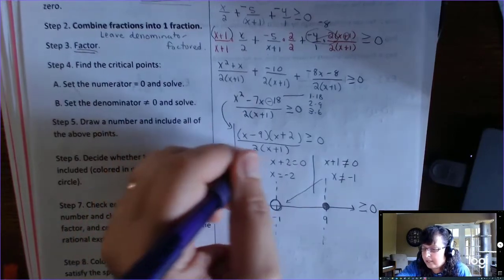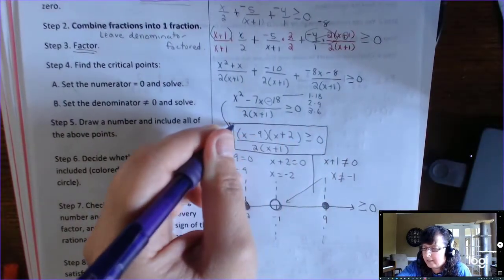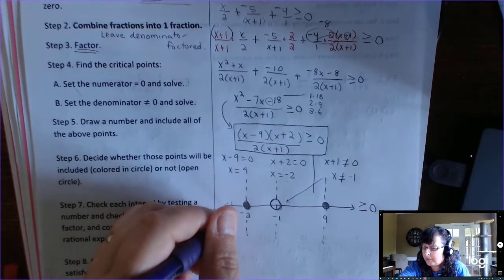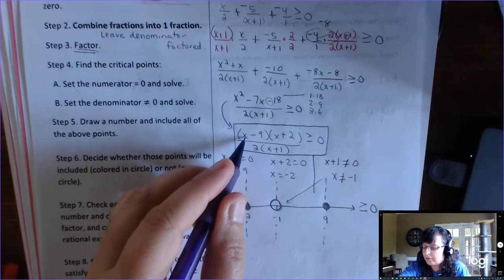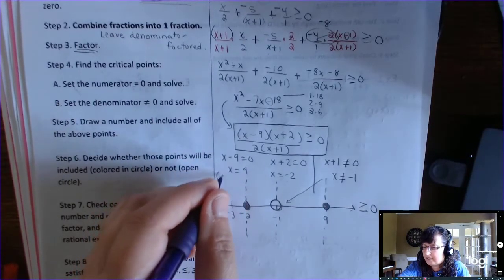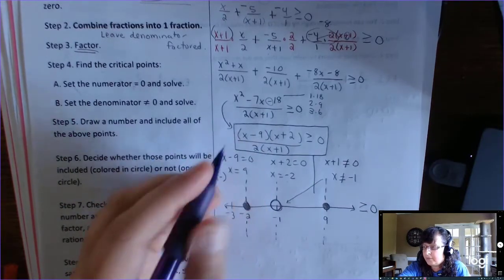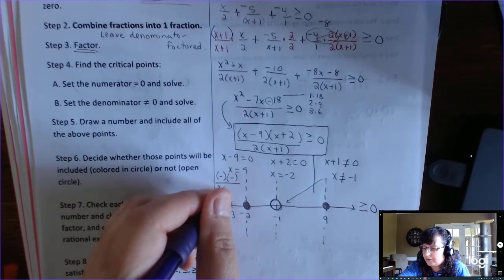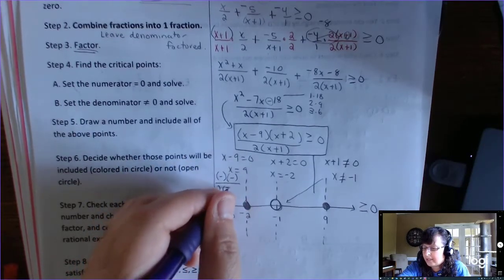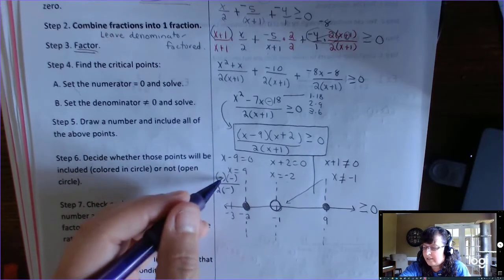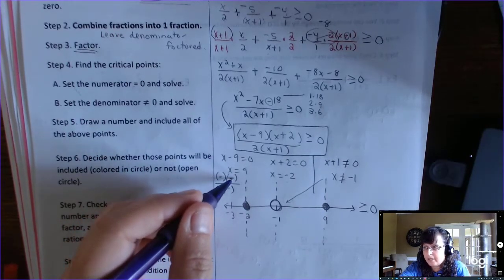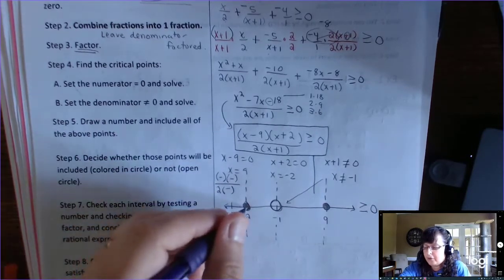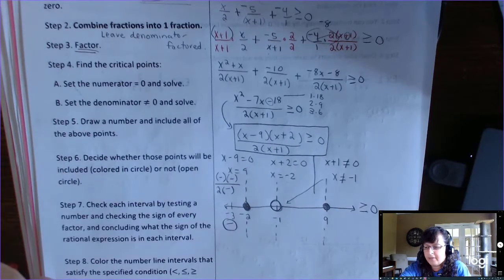Alright, so now what we're going to do is sign analysis. We're going to take this factored rational inequality and test some values. If I put negative 3 in, it's just like we used to do. Negative 3 into that first binomial is negative 12, or negative. Negative 3 in that second one is negative 1, or negative. Over a positive 2 times negative 3 plus 1, which is a negative. So you have 3 negatives. A negative times a negative is a positive. Positive divided by a negative is a negative. So every number to the left of negative 2 is going to give you a negative value.